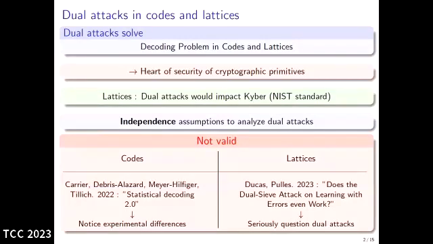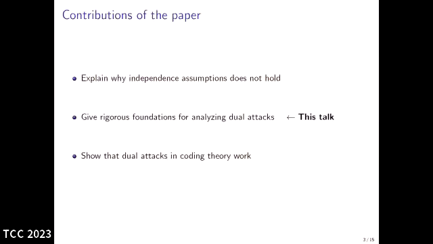In codes, for example, Carrier et al. noticed experimental differences between what we should obtain under this independence assumption and what we obtain in real life. And in lattices, Ducas and Pulles showed that these independence assumptions just could not hold in certain regimes. And this seriously questioned dual attacks. So the question really is now, do dual attacks really work? The contribution of our paper is to show that dual attacks in coding theory work. And to do that, we give rigorous foundations for analyzing them without using any independence assumption whatsoever.